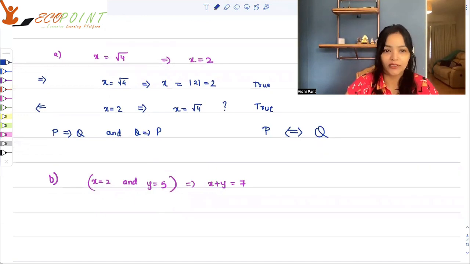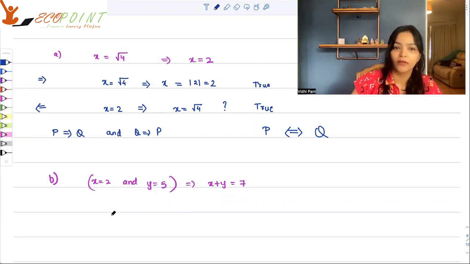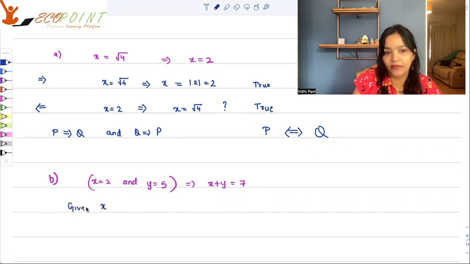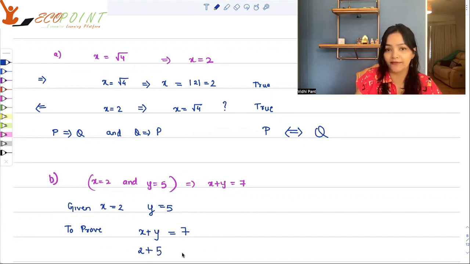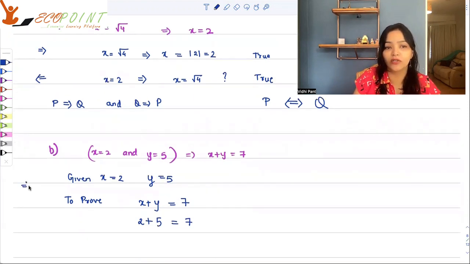The second statement, X is equal to 2 and Y equals to 5, that implies X plus Y equals to 7. Indeed, let's take this as given, X is equal to 2, Y equals to 5. We want to prove X plus Y is 7. Well, what will we do? We will put the value of X as 2 and put the value of Y as 5. And indeed, we are getting 7, right? So this implication is true.